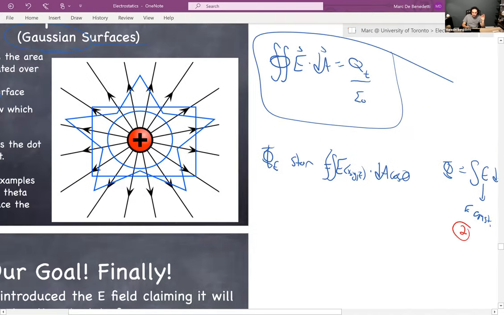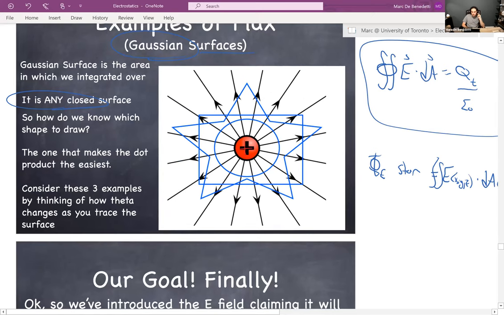Now, in this case, if we have a point particle, like a proton, for instance, what shape can we draw? What Gaussian surface can we draw that satisfies all three of those assumptions? What shape can we draw such that the electric field at every location along the surface has the same strength as one another? What shape can we draw such that the angle between the area vector and the E field is the same everywhere along the surface? And simultaneously, what shape can we draw where we also know the value of the surface area? In this particular instance with a point particle, the answer is a sphere.